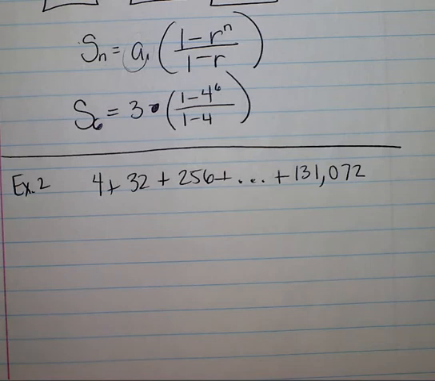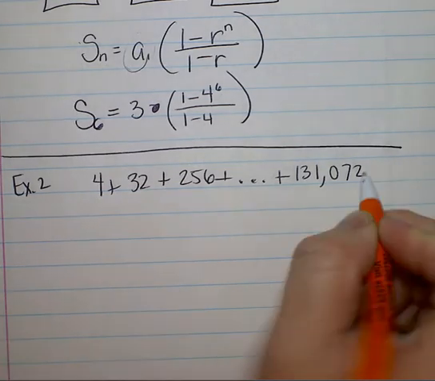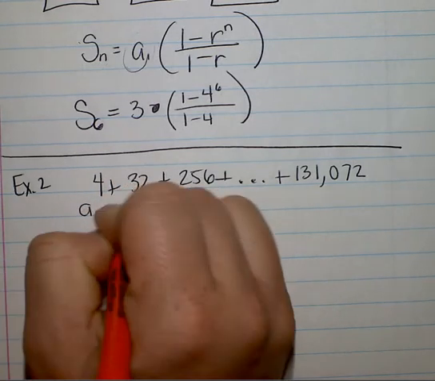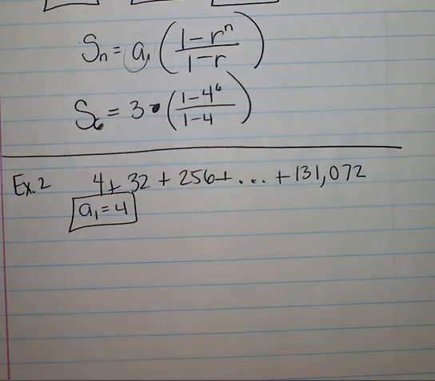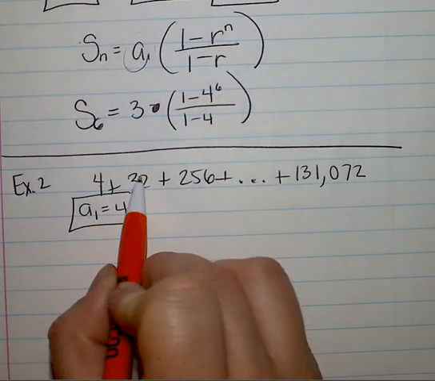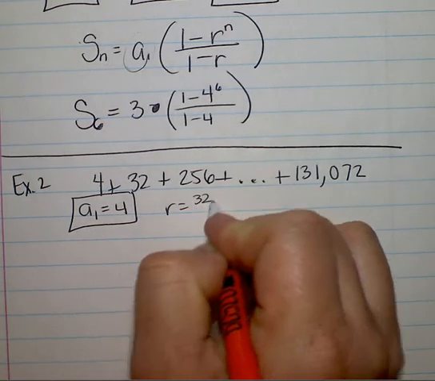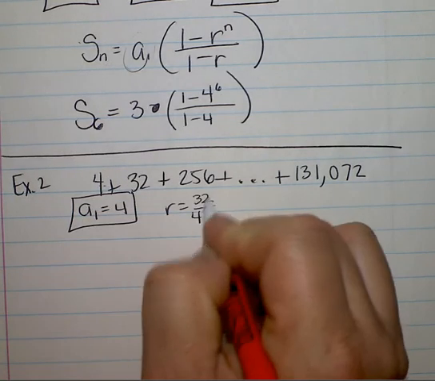Okay, I start by writing down what's the first number in this geometric sequence. It is a 4. The next step will be to identify what the rate is. That means, how do I go from one number to the next? To get the rate, you take the second number and you divide it by the first number. 32 divided by 4 is 8.